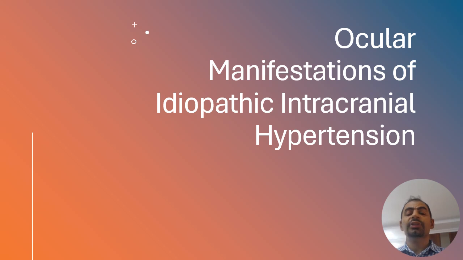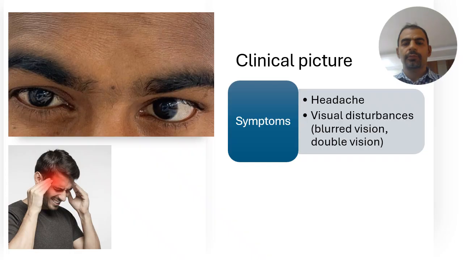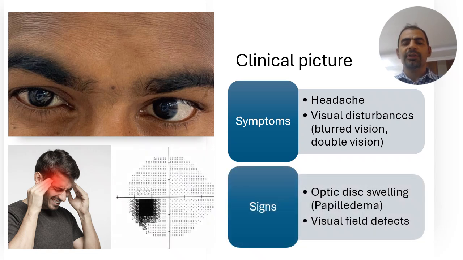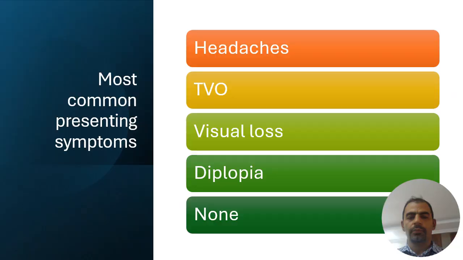Now let's move on to discuss the ocular manifestations of IIH. The symptoms will include headaches and visual disturbance like blurry vision or double vision. The signs will include optic disc swelling, or what we call papilledema, and visual field defects.